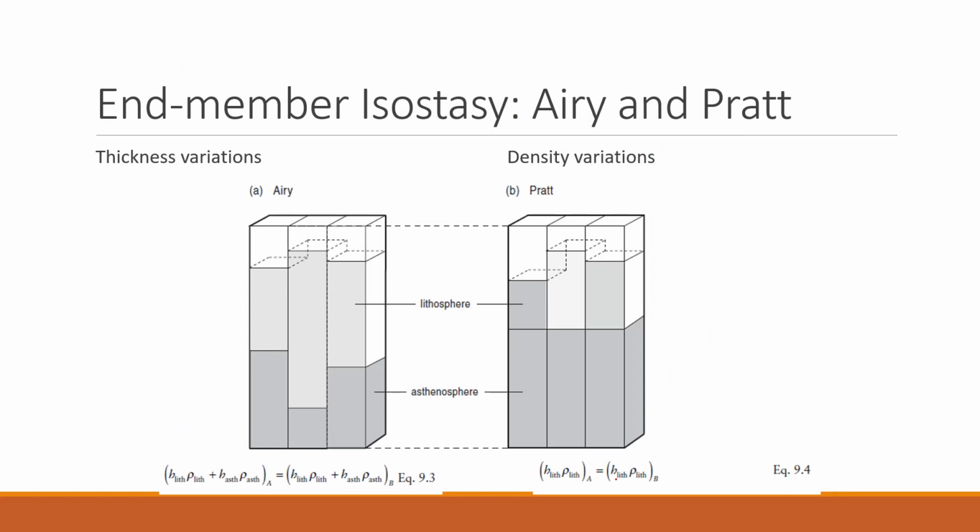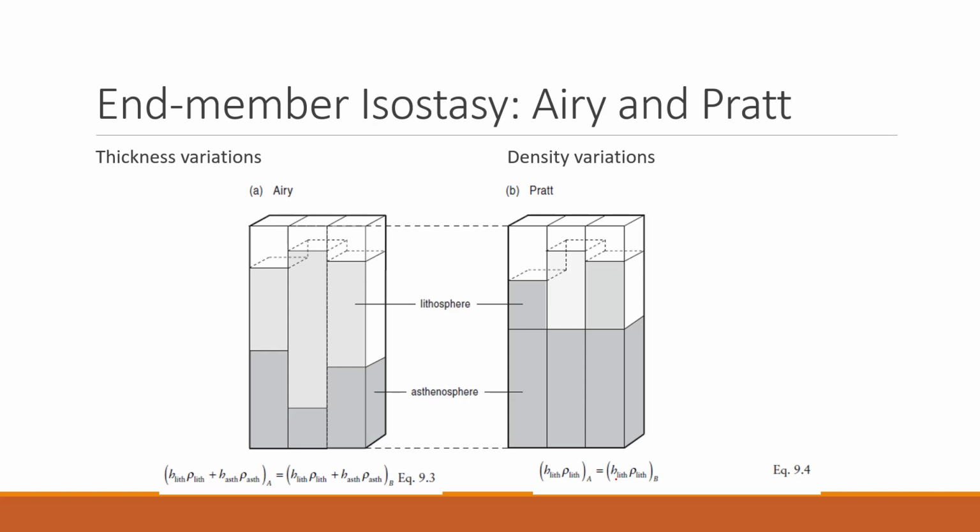So we can look at these as two end members. We call these Airy and Pratt. Airy is the idea that we have what are called roots. So there is extra material beneath the crust. This is why the continental crust is thicker. That is going to be supporting that elevation.